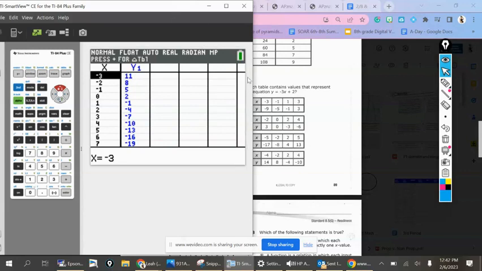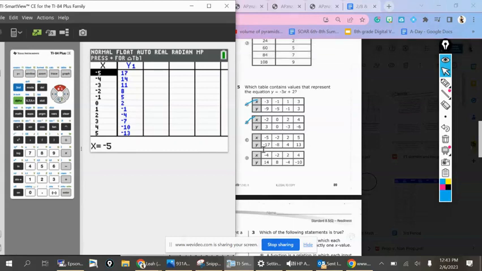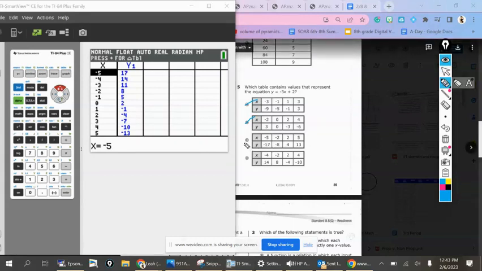That doesn't work, so A is wrong off the bat. I can cross out A. A is not it. Okay, negative 2 and 3, that doesn't work. Okay, now I got to scroll up and see what's negative 5. Negative 5, and nope, it's supposed to be positive 17, so that's wrong. Okay, negative 4 and 14, that's correct. Negative 2 and 8, 2 and negative 4, and 4 and negative 10. So the only one that works is D.